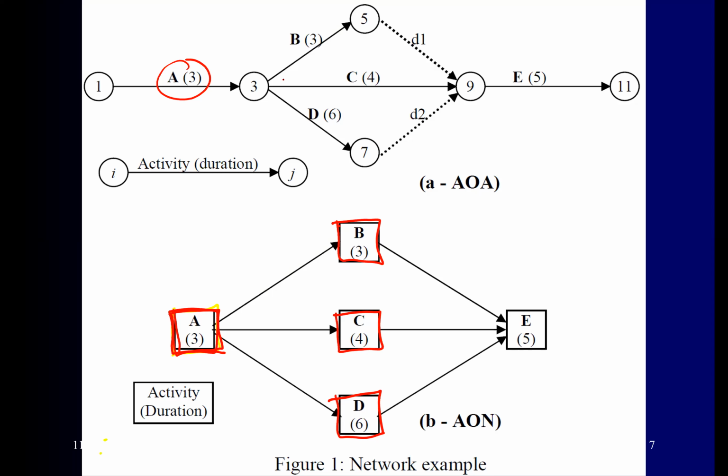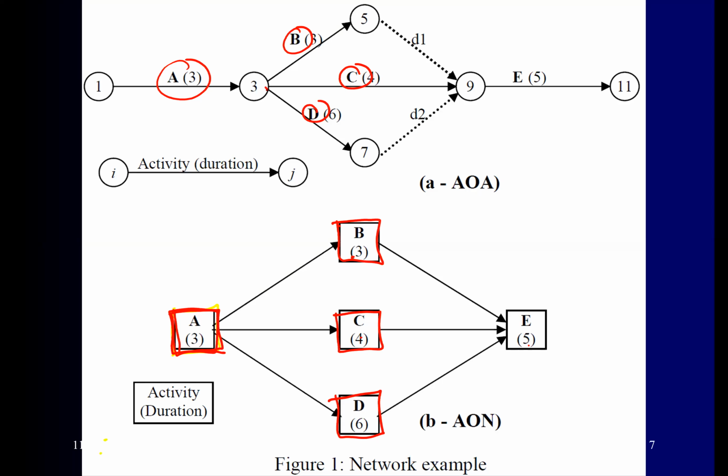And similarly, you notice that the arrow in an AOA diagram reflects an activity: B, C, D. But then, how about E? Activity E simply says, based on the relationship, E will start after B, C, and D are completed.